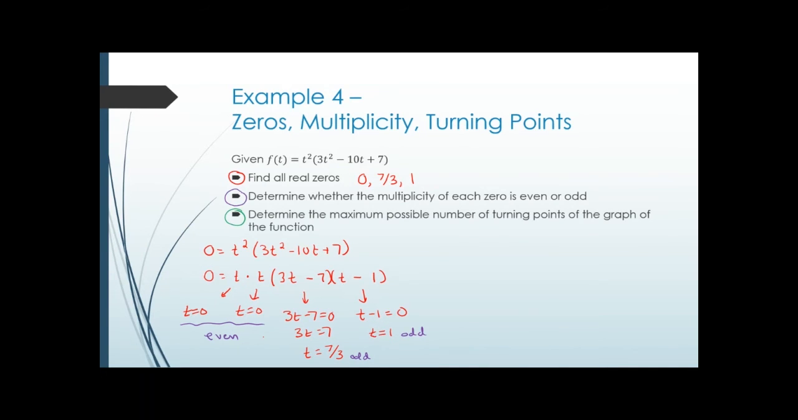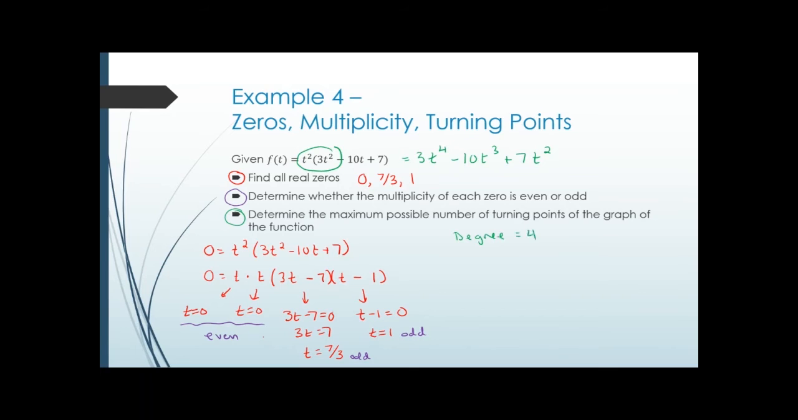Lastly is to determine the maximum possible number of turning points of the graph. So we have, when we solved, we got 4 numbers here. Our degree here is 4. You can also see that because if you multiply this through, you would get 3t to the 4th minus 10t cubed plus 7t squared. So your highest exponent is 4. So the degree is 4.